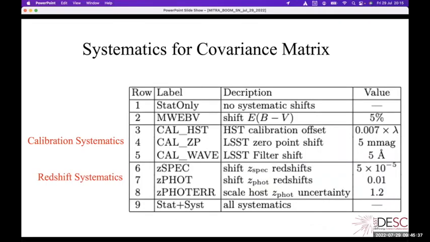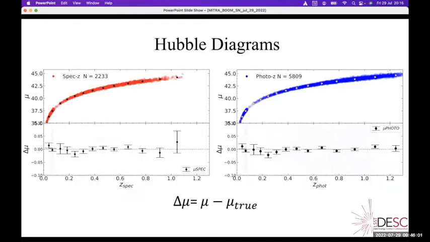And here is a table that outlines the systematics that we considered for our analysis. Broadly, it can be broken up into calibration systematics and redshift systematics, and we also did an analysis of stat only, which is in the first row of the table. With all of those together, we get to the Hubble diagram at the moment.